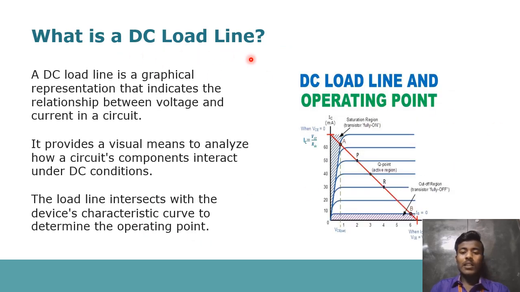What is a DC load line? A DC load line is a graphical representation that indicates the relationship between voltage and current in a circuit. It provides a visual means to analyze how a circuit's components interact under DC conditions. The load line intersects with the device characteristic curve to determine the operating point.